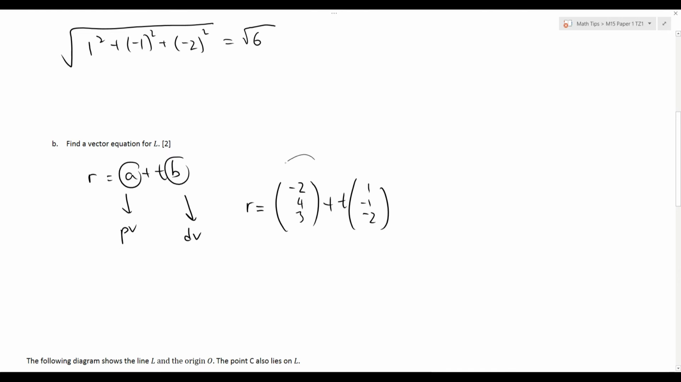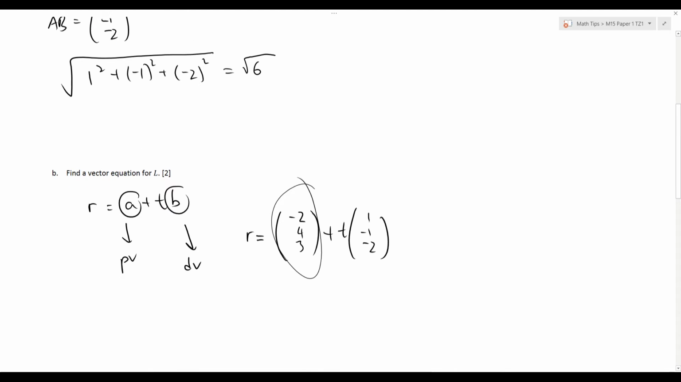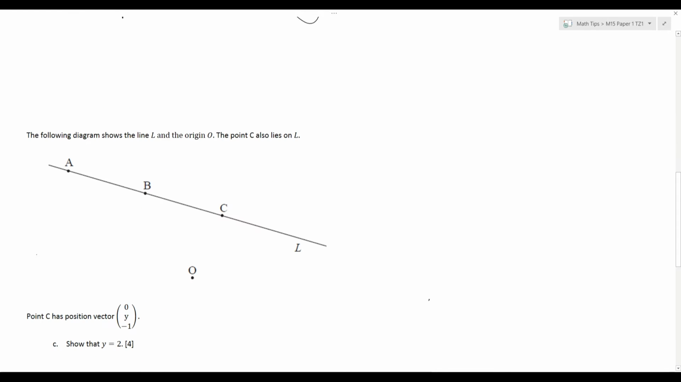Can you use the other one? Can you actually use (-1, 3, 1)? Of course you can. It doesn't matter. The mark scheme will accept both. Alright, so moving to the next part.